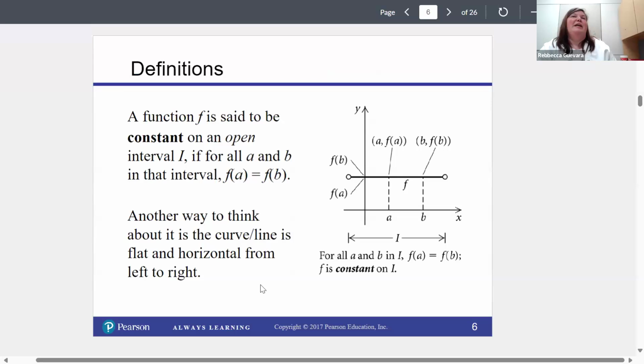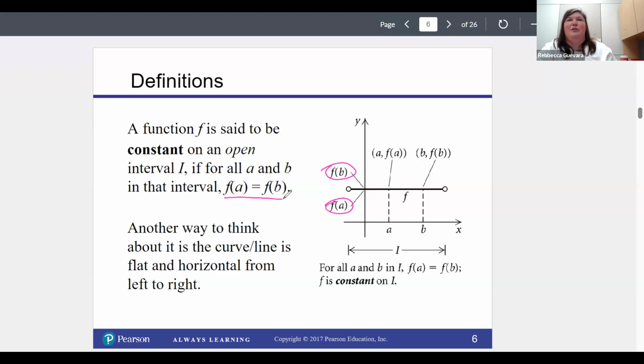A function is said to be constant on an open interval if, for all A and B on that interval, f of A and f of B are going to be equal to each other. So what we're saying here is that there's no change, everything stays constant. Another way to think about it is the line or curve is flat or horizontal as we go from left to right. We don't go up, we don't go down, we just stay the same.